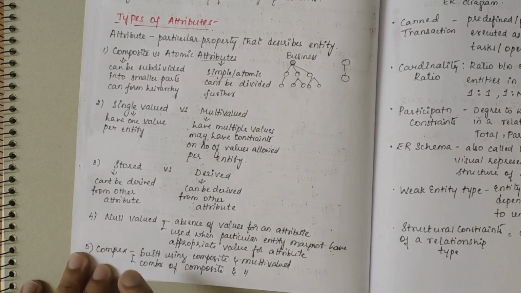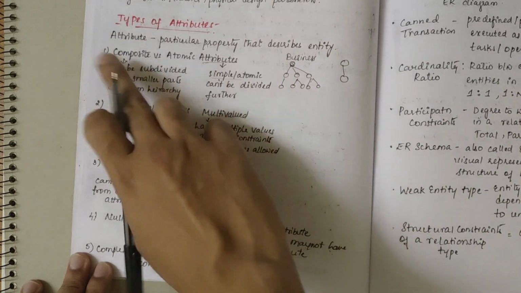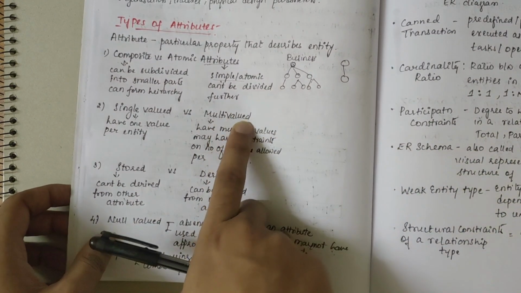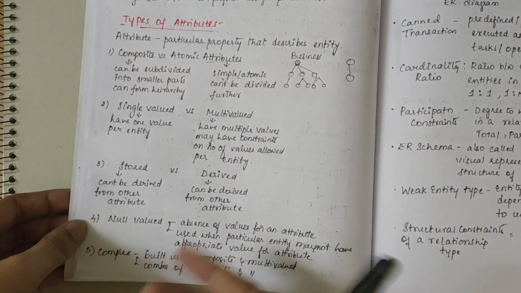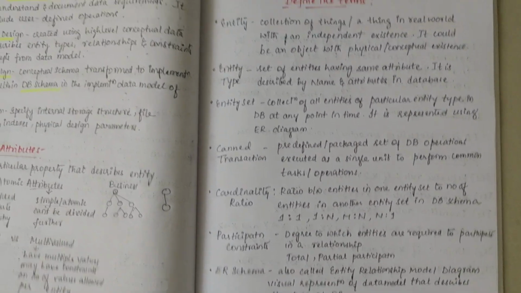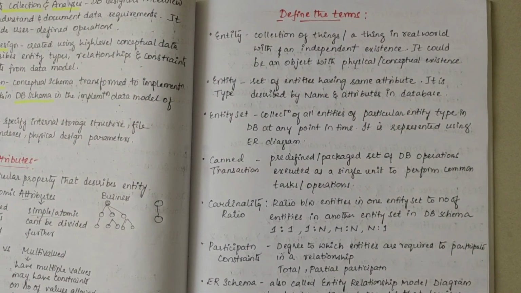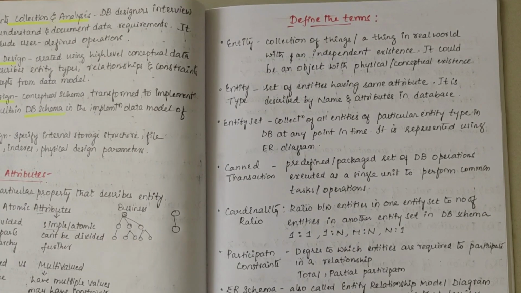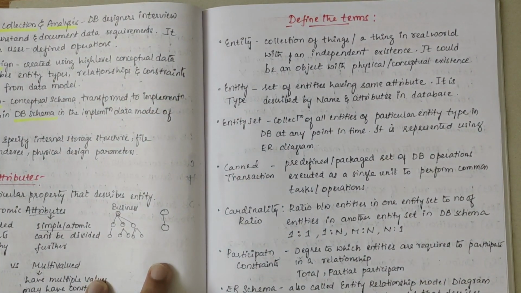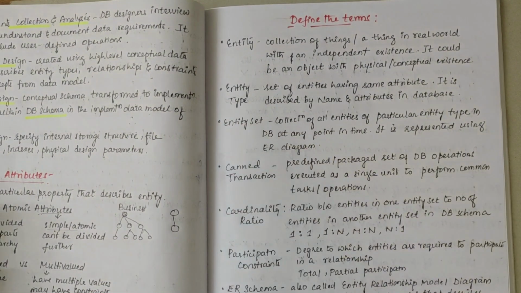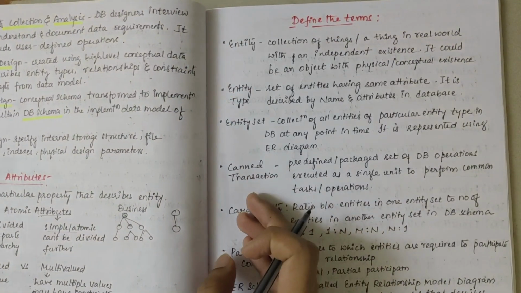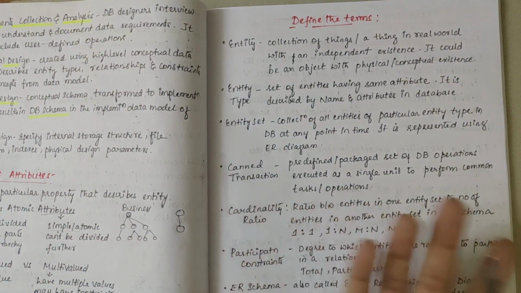Coming to complex, they are built using multi-valued and composite. So if you make use of attributes which are built using multi-valued attributes and composite attributes, it refers to complex attributes. Then coming to the next topic, this is pretty important because it could be asked for 1 mark. There are many definitions. They can be asked for 1-2 marks, or they can give five topics and ask us to write the definitions with an example.